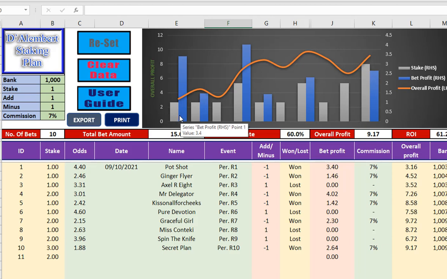The grey is the stake, so you can see there even 1, 1, 1. We had a loss, so we go to 2. We had a win, so we drop back to 1. We had a win, so we stay at 1. We had a loss, there's no blue there, so it goes up. The principle is very simple.